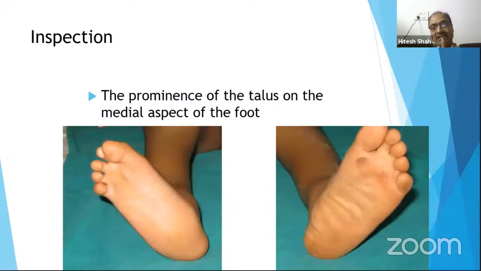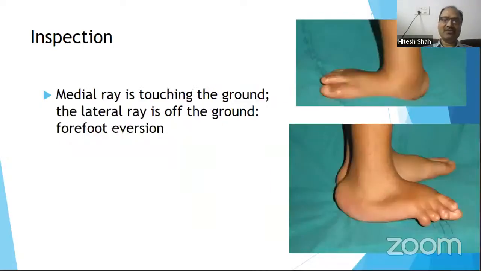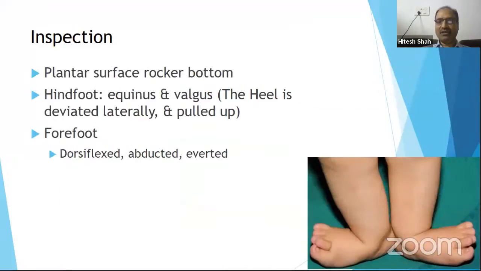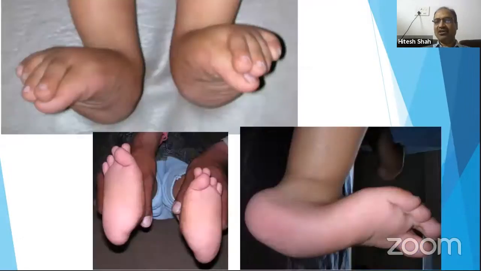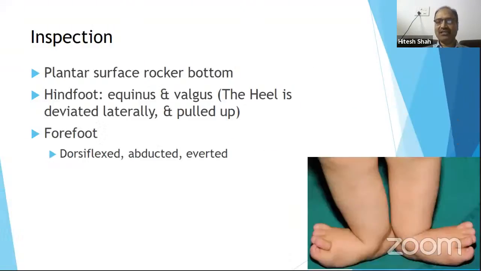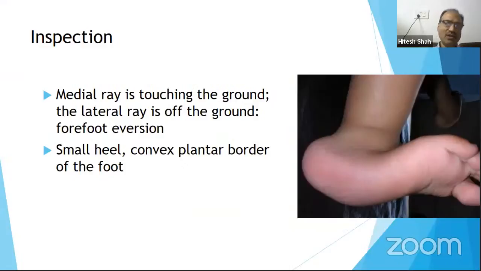If you get the case in the actual clinic, sometimes you can see the prominence of the talus on the medial aspect. You can also see the sole, which is important for the weight bearing surface and the soiling of the skin by touching the ground. You can make out what part of the foot is in contact with the ground when the child weight bears. It is important that the medial rays are touching and the lateral rays are off the ground. That is the most important aspect of the vertical talus.